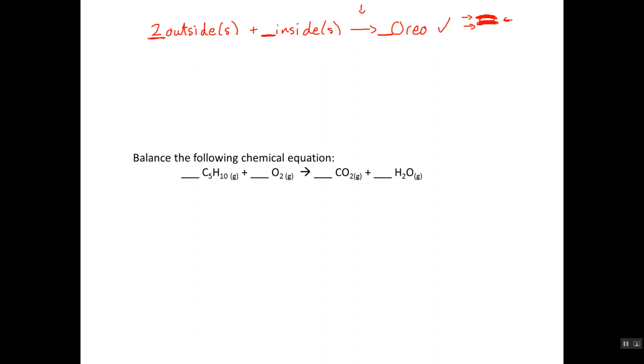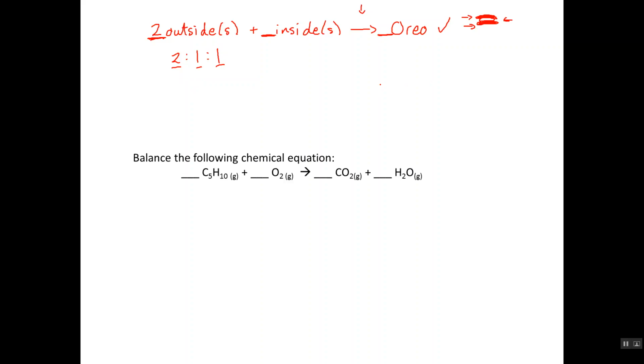Now, these numbers out in front in chemistry are called coefficients. And what they do is they represent a ratio. No matter how many Oreo cookies I had, the ratio of outsides to insides is always 2 to 1, isn't it? So what these coefficients out in front are saying is that the ratio of outsides to insides to Oreo cookies is 2 to 1 to 1. For every 1 Oreo cookie I need to make, I need 2 outsides and 1 inside.